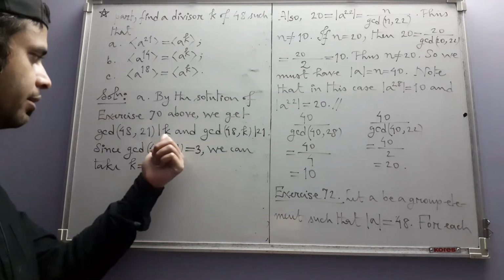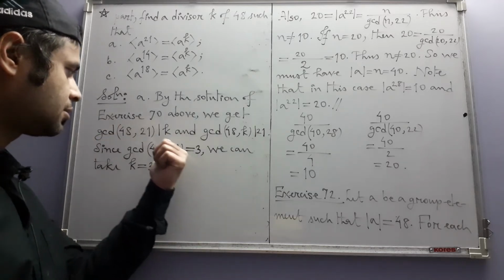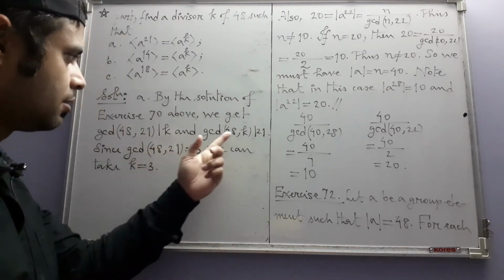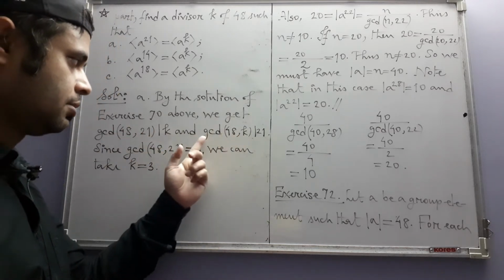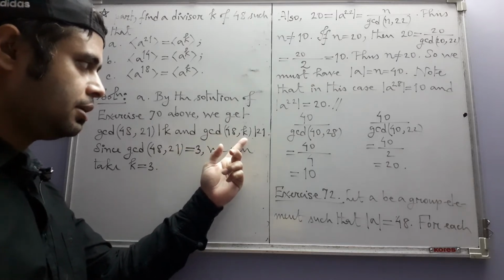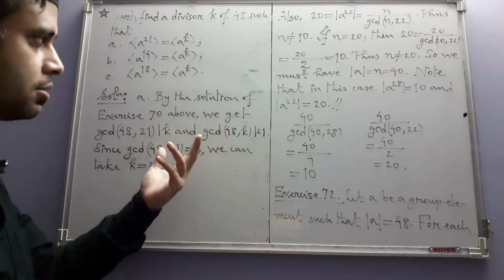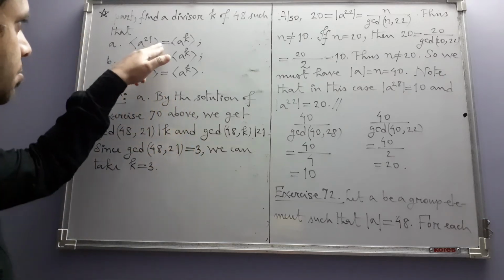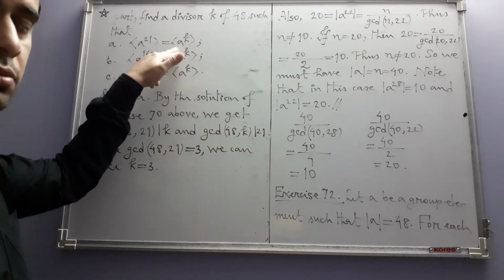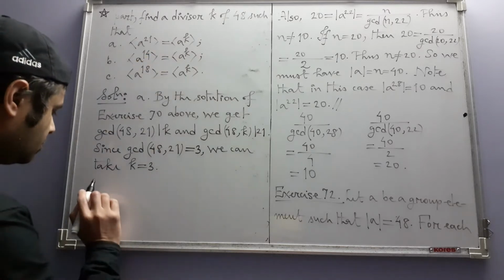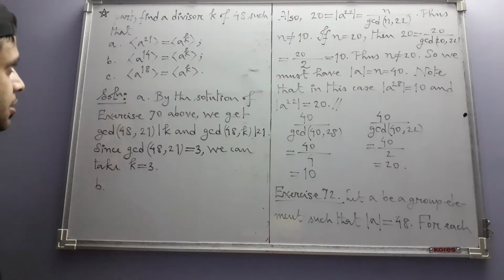Okay, so if we are taking K equal to 3, then the first divisibility relation is of course true, because 3 divides 3. What about this one? GCD of 48 and 3 is 3, and 3 definitely divides 21. So both those inclusions are true, which proves that these two cyclic subgroups are equal. B, the other parts are similar.